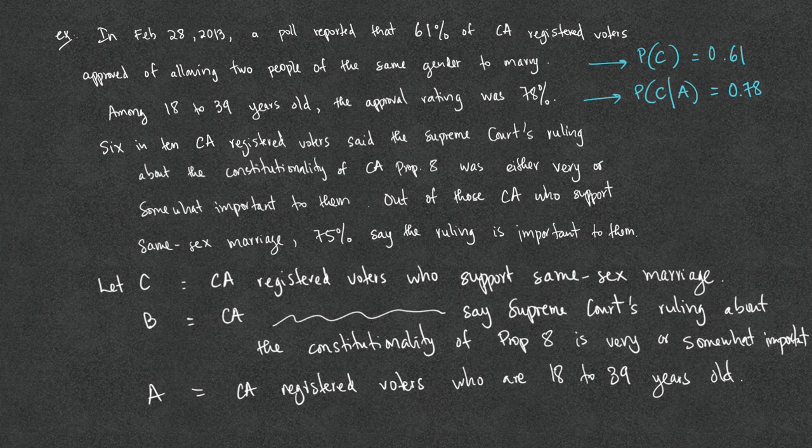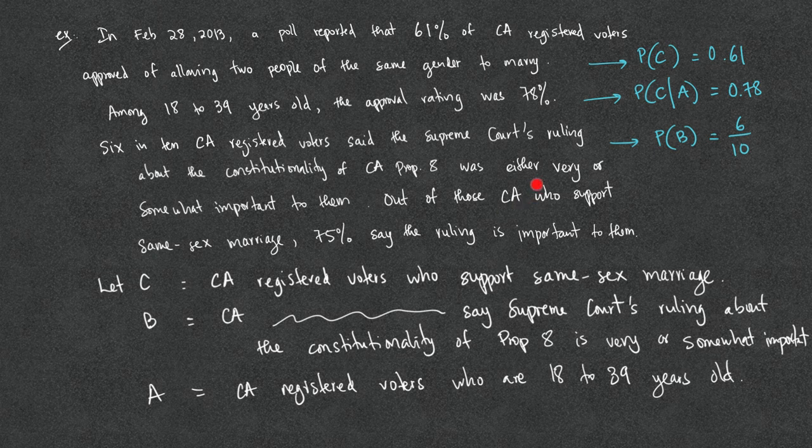6 in 10 California registered voters say that the Supreme Court's ruling about the constitutionality of California Prop 8 is either very or somewhat important to them. This is precisely the event B. So we have P of B equals 6 over 10, 6 in 10.